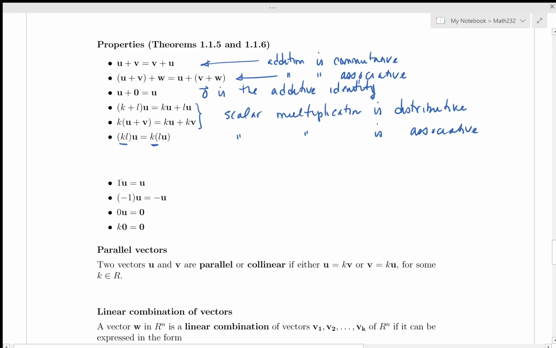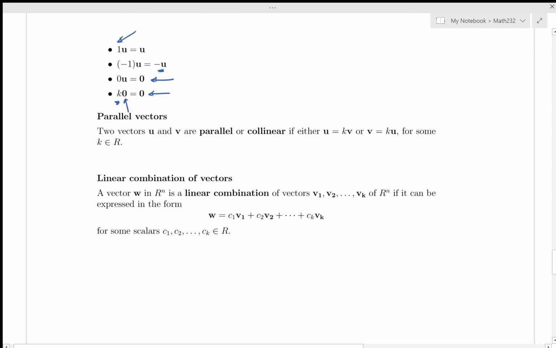Similarly, here we have the scalar one for scalar multiplication. One is the multiplicative identity. So if I multiply a vector u by the scalar one, nothing happens. Here we have that if we multiply by -1, we simply get the minus of the vector. If we multiply a vector by 0, we get the 0 vector. And if we multiply a scalar k by the 0 vector, we end up with the 0 vector. Okay, so those are the properties. We will use these as we're going through and doing problems.